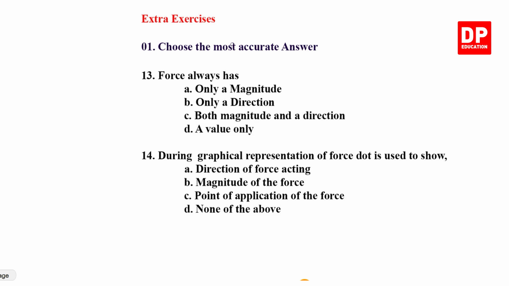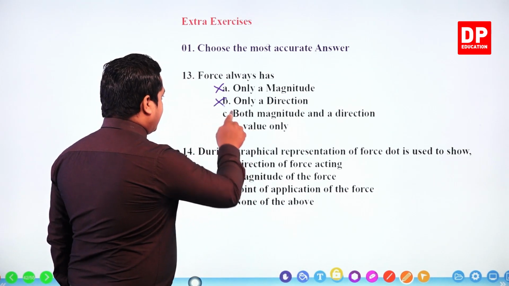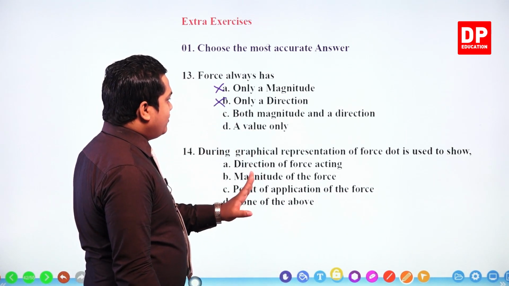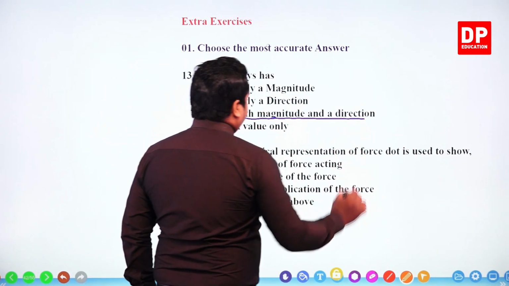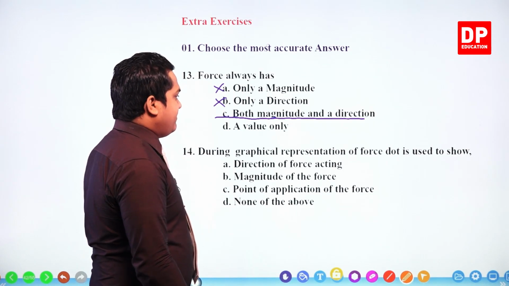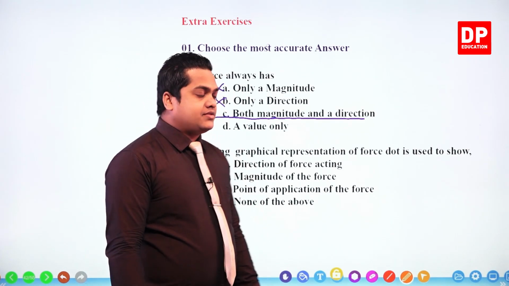Force always has only a magnitude. Incorrect. It has a magnitude as well as a direction. So, only a direction thing, that is also incorrect. Both magnitude and direction, that's correct. A value only. Value means that's also about the magnitude, right? So, that is also incorrect.